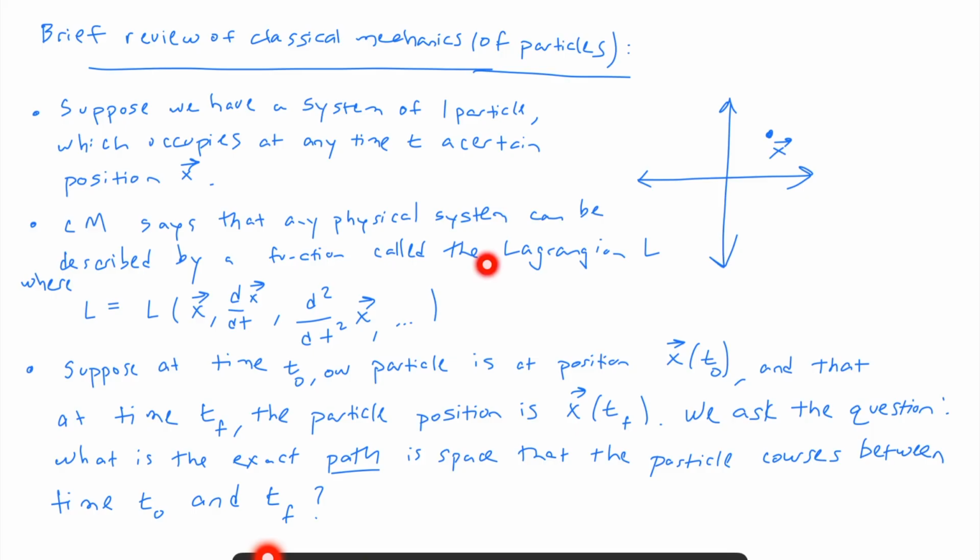Classical mechanics says that any physical system can be described by a function called its Lagrangian L, where this Lagrangian is some function of the position of the particle at a given time, and its first derivative, dx/dt at that time, and maybe some more derivatives. It turns out for everything we're going to do, we're only going to go with first derivatives. And this will tie into the idea of locality later.